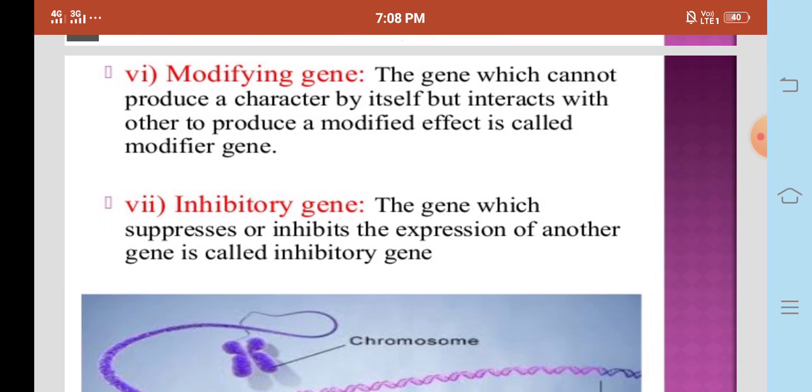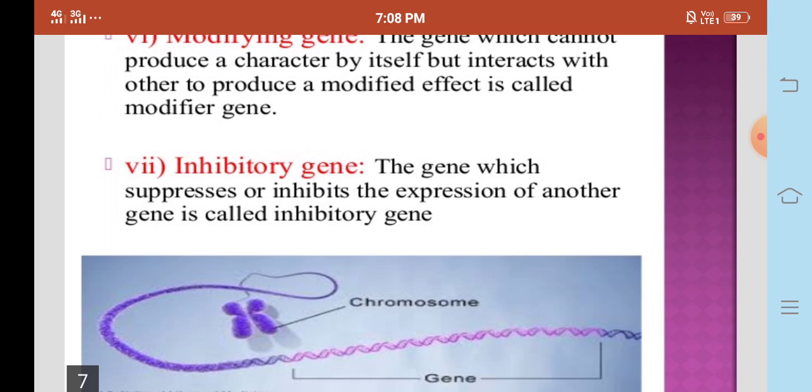Modifying gene. A gene that cannot produce a character by itself but interacts with another to produce a modified effect is called a modifier gene. Modifying means changing. The gene which cannot produce a character by itself but interacts with others to produce a modified effect is called a modifier gene.